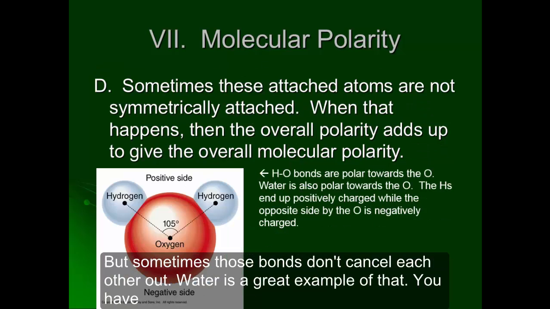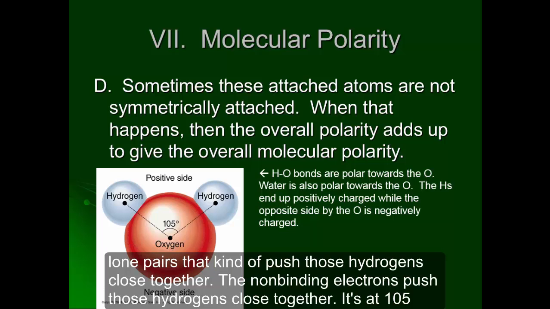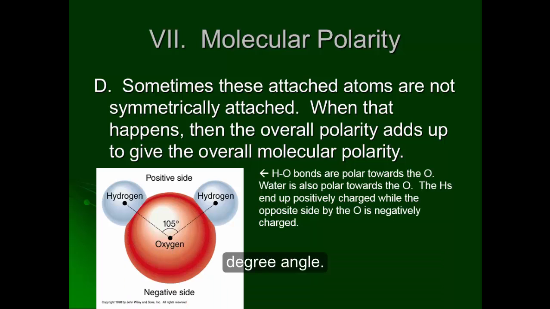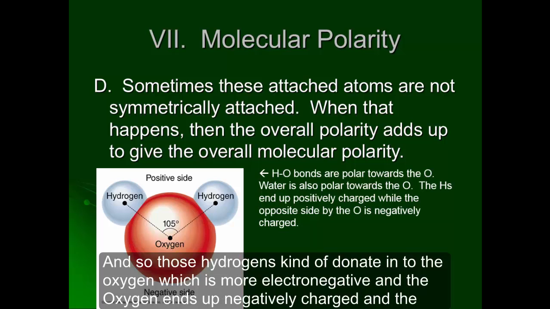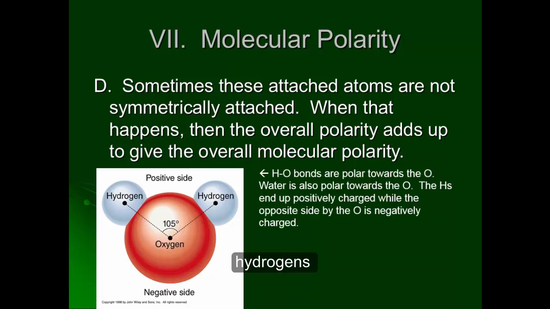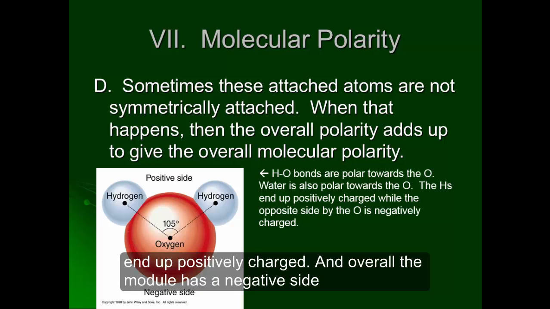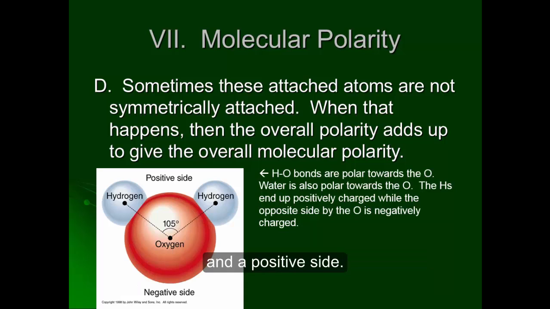But sometimes those bonds don't cancel each other out. Water is a great example of that. You have lone pairs, the non-bonding electrons, that push those hydrogens close together. It's at a 105-degree angle, and so those hydrogens kind of donate into the oxygen, which is more electronegative, and the oxygen ends up negatively charged, and the hydrogens end up positively charged, and overall the molecule has a negative side and a positive side.